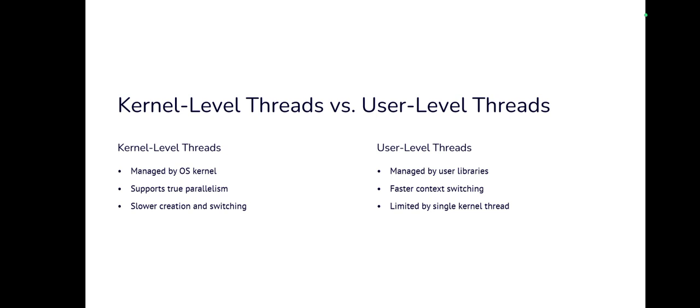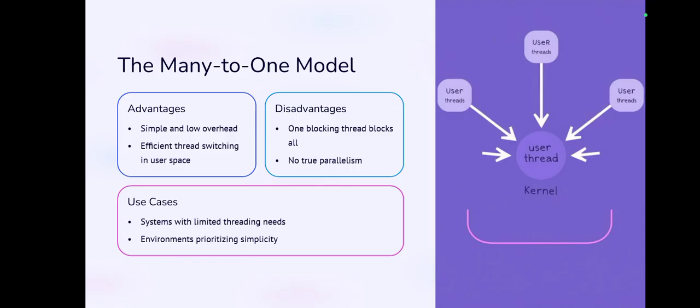Next we have to see that there are three models of multi-threading. The first one is many to one, which means multiple user level threads are mapped to a single kernel thread. How it works: thread management is done by the user level thread library, and the kernel is unaware of the presence of multiple threads. As we can see in the picture, many user threads are connected to one kernel thread.